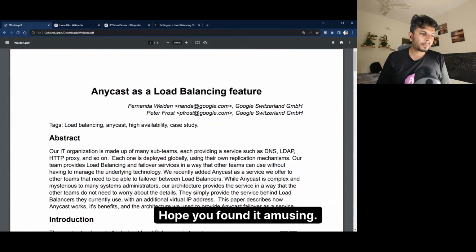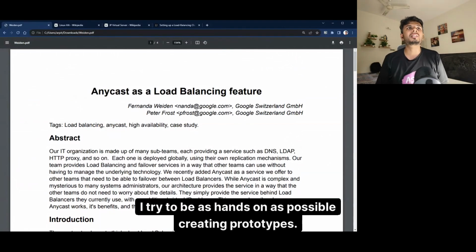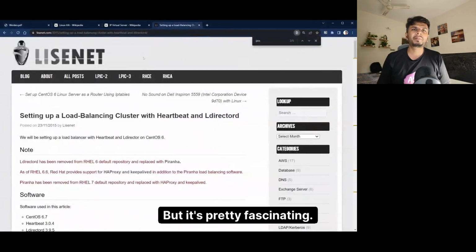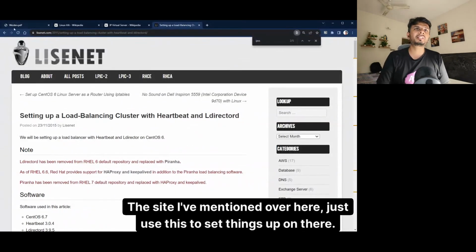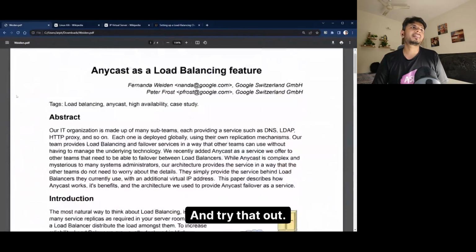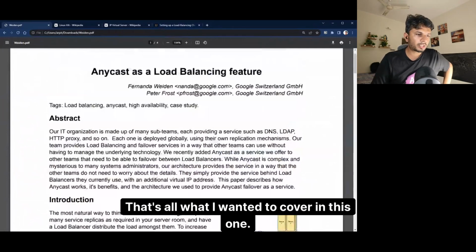Hope you found it amusing. But I love reading papers. I try to be as hands-on as possible, creating prototypes. We don't get time to create a prototype for this, but it's pretty fascinating. The site I've mentioned over here, just use this to set things up, and try that out. So, superb. That's all I wanted to cover in this one.